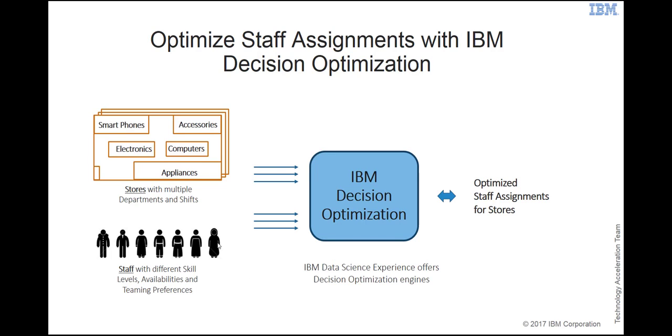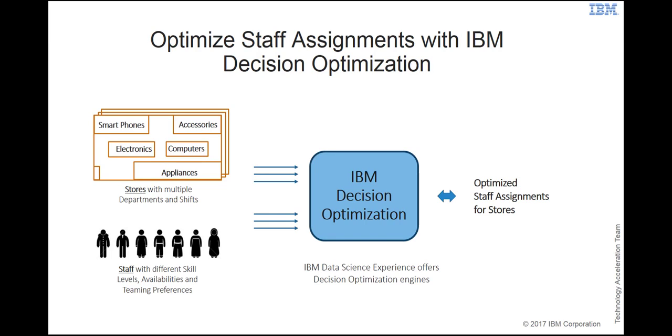In this video, we will see how a retail business uses IBM's decision optimization capabilities to find an optimum solution for assigning staff in its stores. IBM's Data Science Experience gives us access to these decision optimization engines.